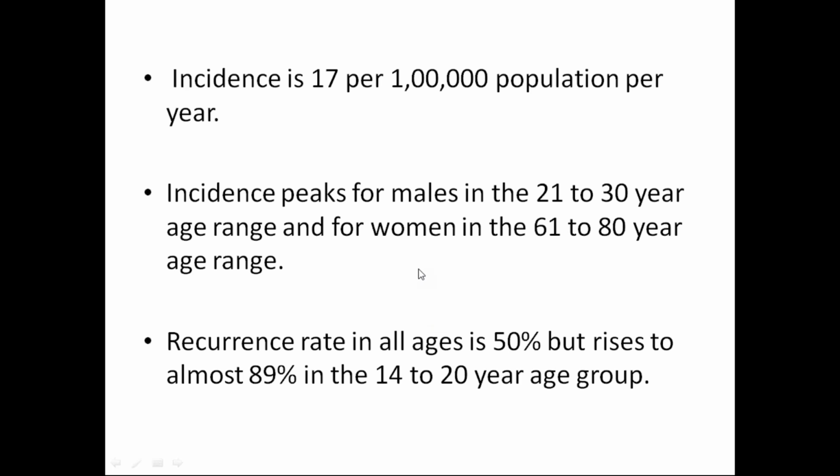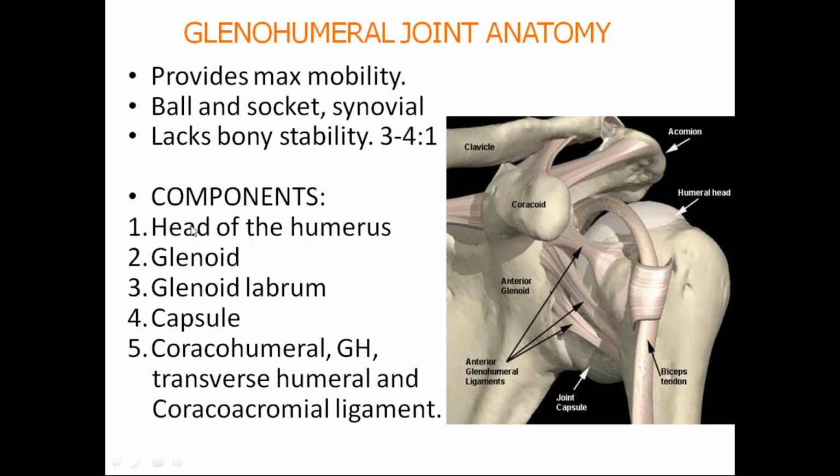If the first episode of dislocation occurs at the age of 14 to 20 years, the chance of recurrence is almost 89%. As the age progresses, the recurrence rate gradually decreases. Before going into the types of shoulder dislocation and how to diagnose and manage the cases, we should know about the anatomy of the joint.